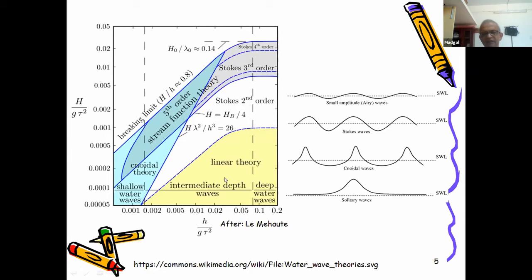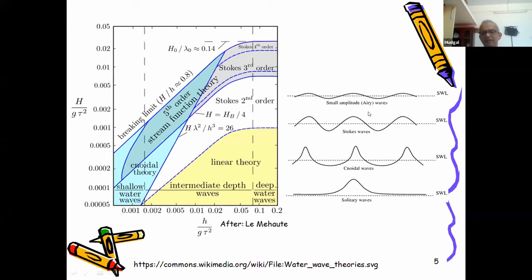So here also you have the waves and deep water waves. Generally, the linear wave theory is developed for deep water waves, but it is also applicable in this region. So here for intermediate waves and up to this point, you can see that you can have this linear wave theory. And then you have the higher order waves like the Stokes second order, third order, fourth order, and fifth order waves. Like here you have the small amplitude waves or the Airy wave theory. And these waves are purely sinusoidal.